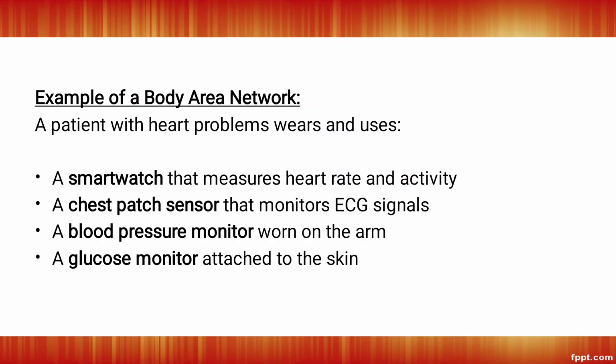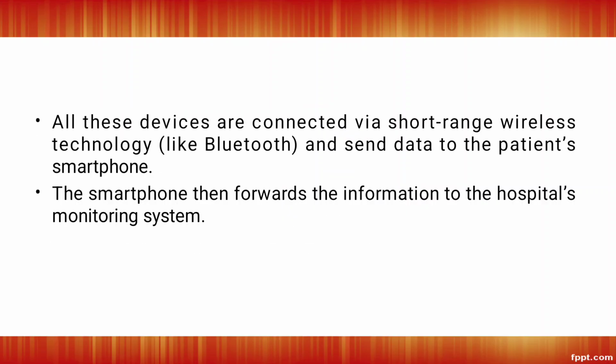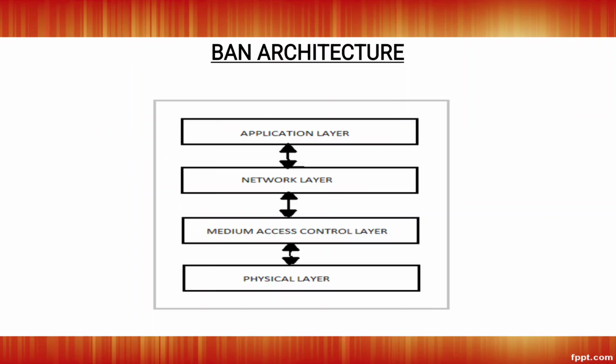Some examples of body area network are a smartwatch, a chest patch sensor that is basically used to monitor ECG signals, a blood pressure monitor worn on the arm, and a glucose meter attached to the skin. All these devices are connected via short range wireless technology like Bluetooth and send data to the patient's smartphone. The smartphone then forwards the information to the hospital's monitoring system.